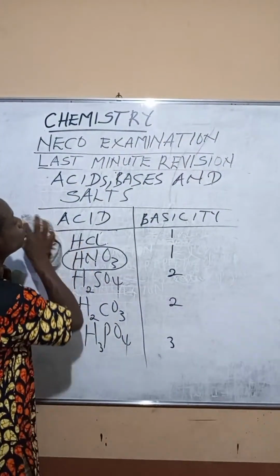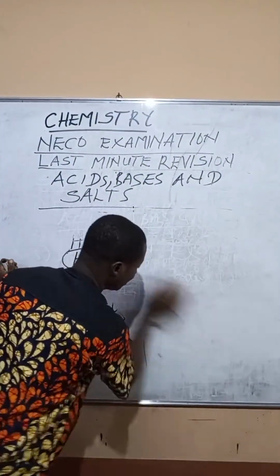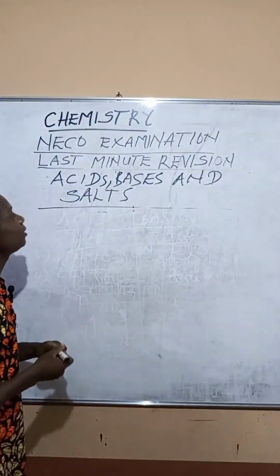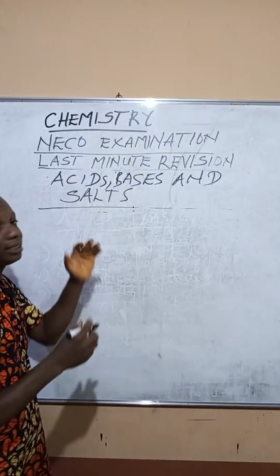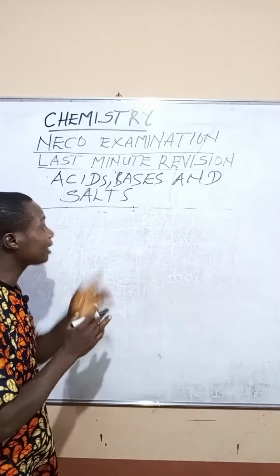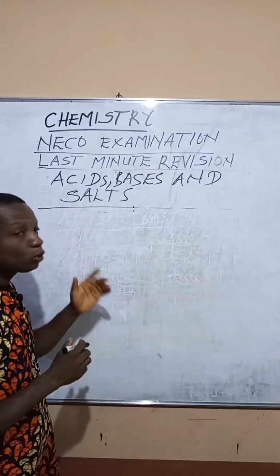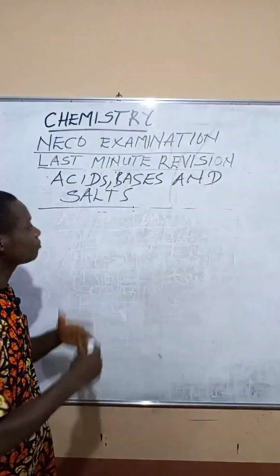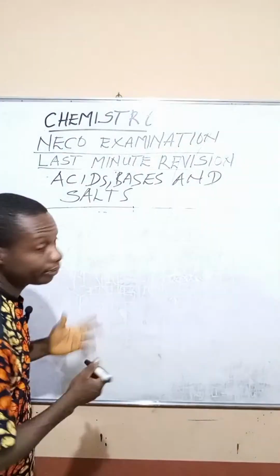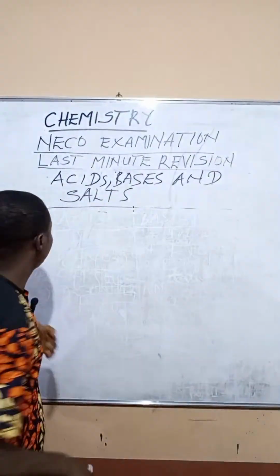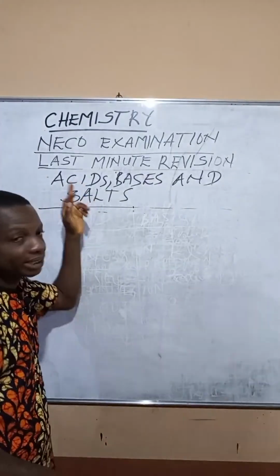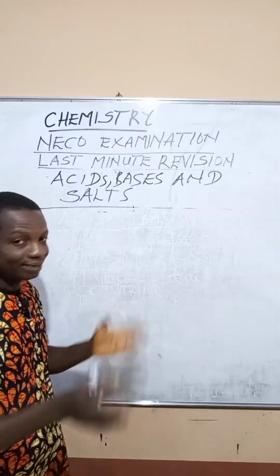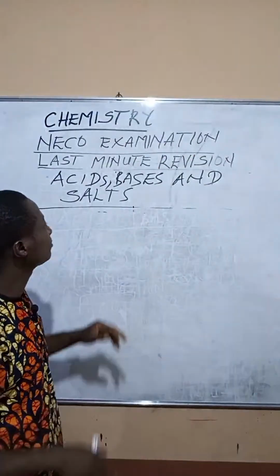Now let's proceed to base and salt. But first, try to understand the physical properties of acids and the chemical properties of acids. These are very important. Please make your last minute revision before 10 o'clock this morning, or 9 o'clock, depending on when the exam is going to begin. And then the uses: what are the uses of acids? We know that acids are used in producing different reagents, different chemicals.